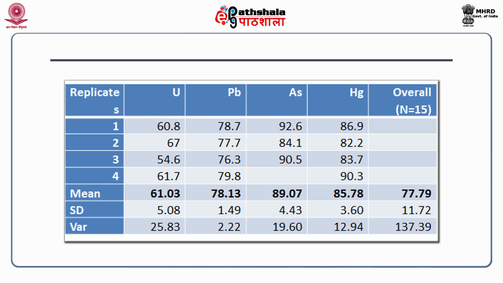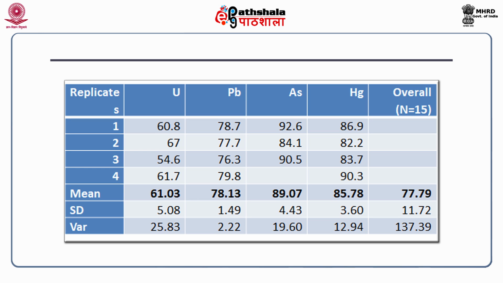From this value, the first step for the ANOVA is to calculate SS total. SS is nothing but the sum of squares of the difference between each of these 15 values and the overall mean. So each value minus the overall mean, and we have to take a summation of this. So SS total, or sum of the squares of difference.